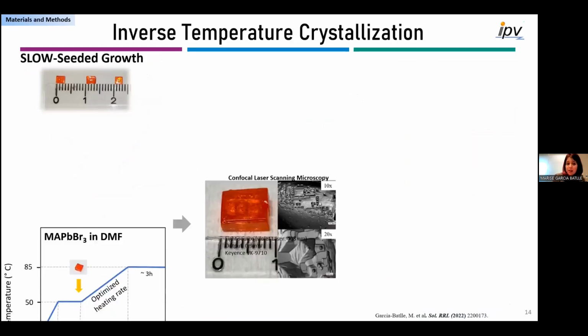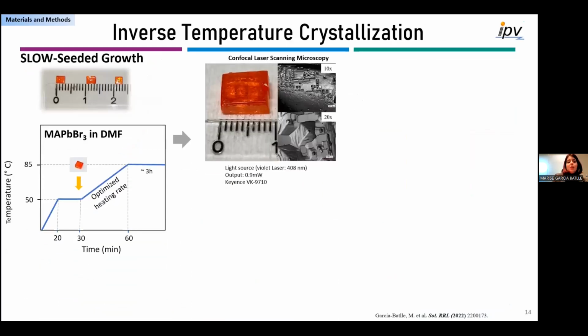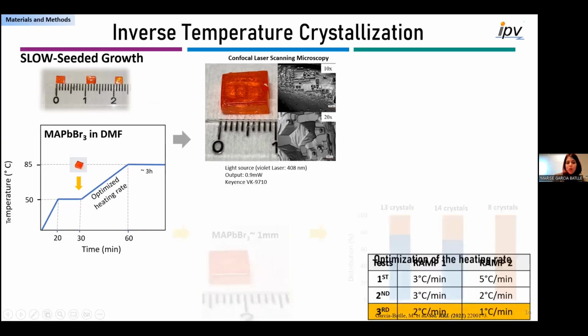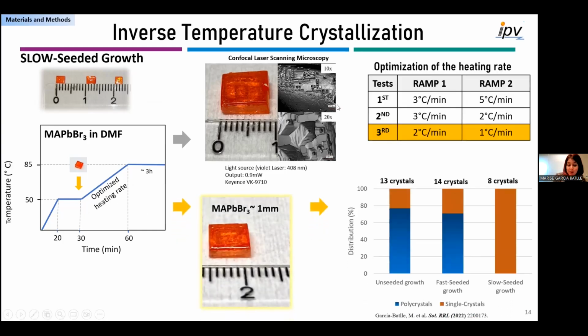So we started thinking about what to change, and we ended with slow seeded growth, using seeds during the crystallization process. But of course, we needed to optimize this in order to obtain a smooth surface, because as you can see here, the surface was quite rough. So we again optimized the heating rate, we played with different heating rates, and at the end we found the optimized method, and we grew high quality single crystals.